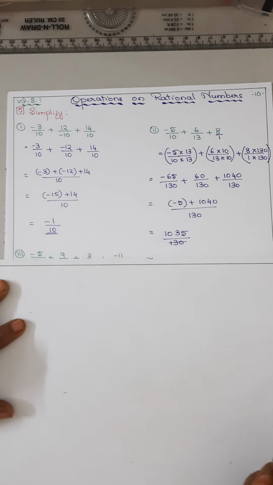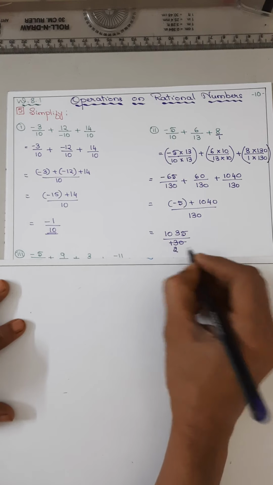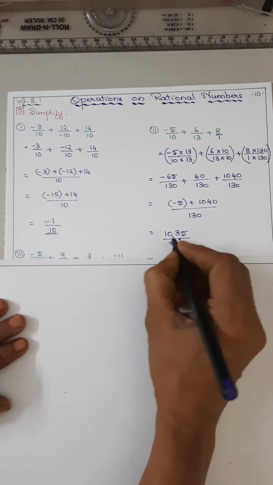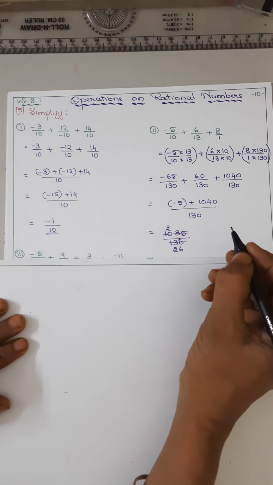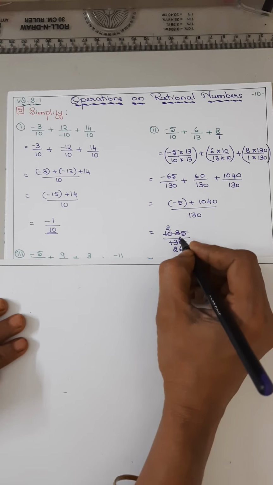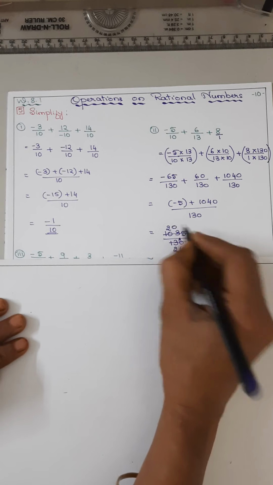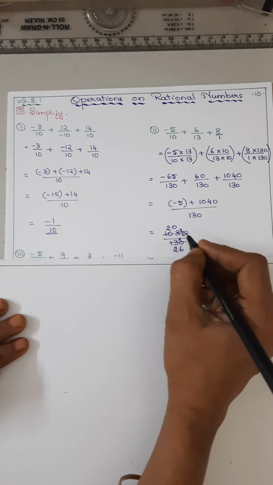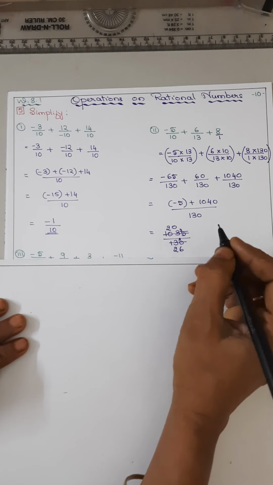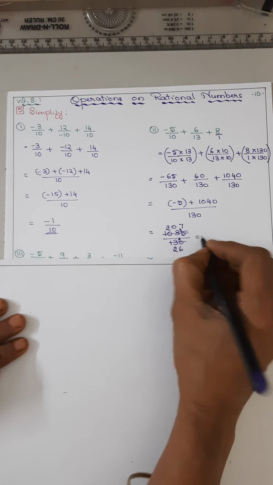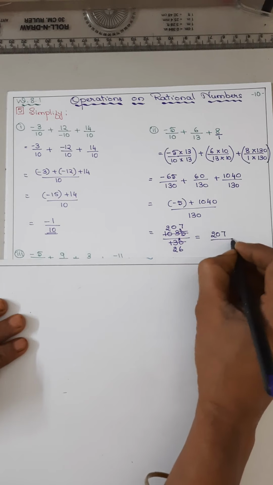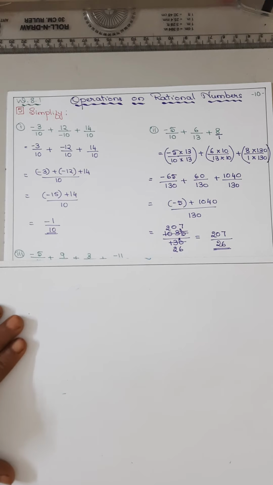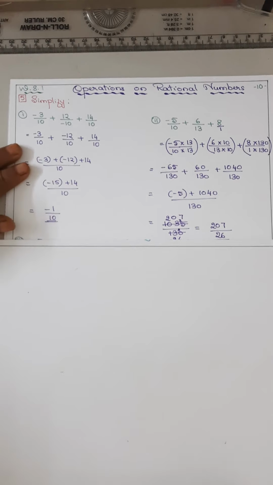So 5 2s are 10, 3 remains, 3 0 30, 6 are 30, 5 2s are 10. We find how much are 3? Not possible. So 0, and now take this 3 along with 5. So 35. 5 how much are 35? It is 7. So the answer is 207 upon 26. Is it clear? Hope you have understood the work.